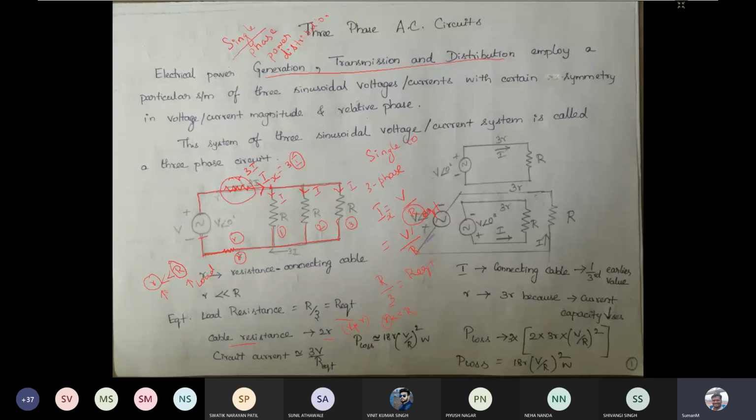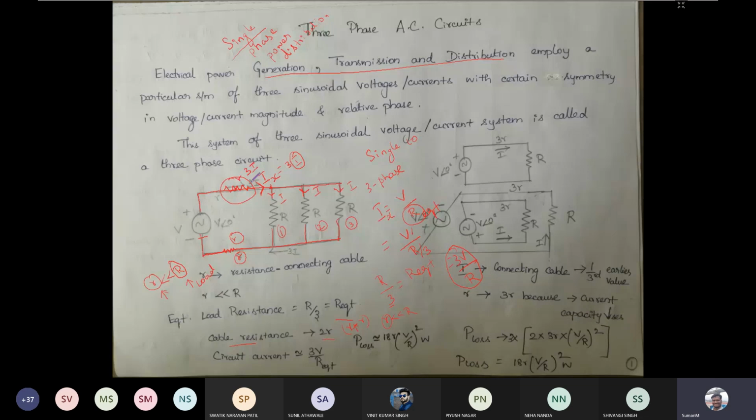So R equivalent is nothing but R by 3. So this is nothing but 3V divided by R. This V by R is a current, so you can consider it like 3I. Now what is the current? This is the current which is flowing in the circuit, which is coming out of the source.